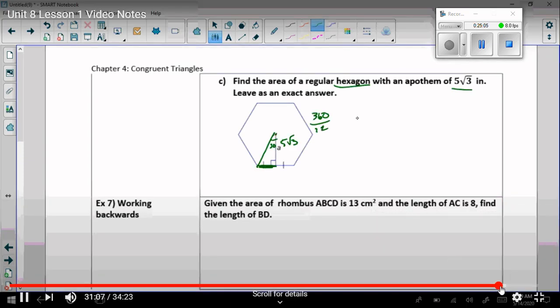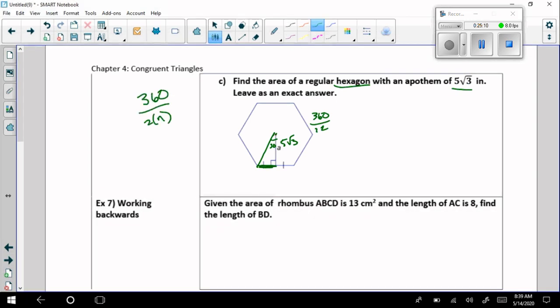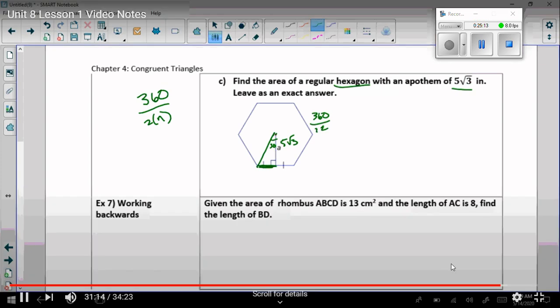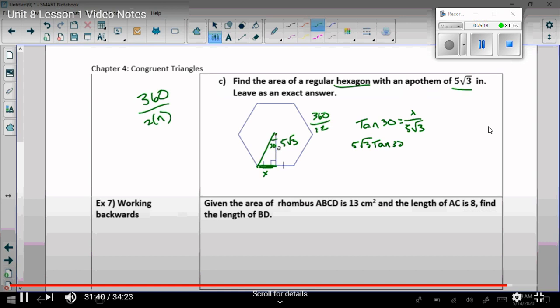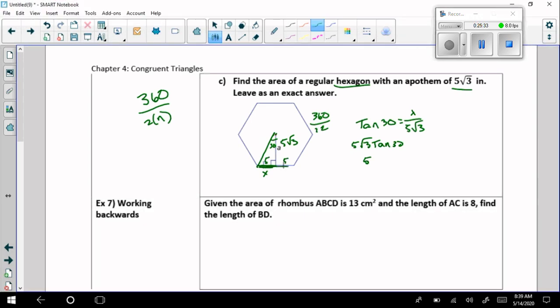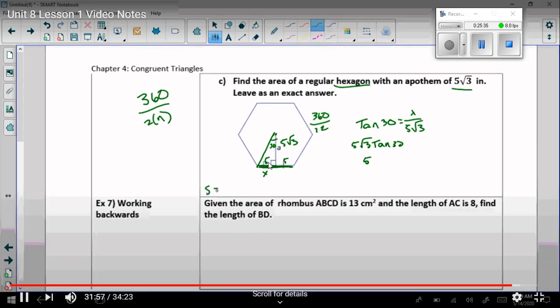Okay, so same idea here. We have 360 divided by 12 because it's a hexagon again. It's always going to be double the number of sides. This time, though, we have our apothem, and instead we're finding our side length. So we're going to do tangent of 30 is equal to x over 5 root 3, opposite over adjacent. So multiply both sides by that 5 root 3. Just type that in your calculator, and you'll get 5. Keep in mind that that is this portion of the triangle, so the whole side length is 10.